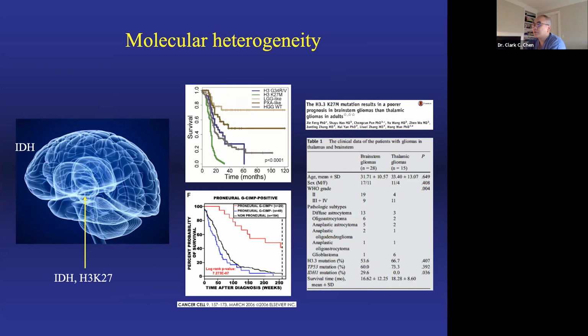Let me give you an example. Around the midbrain or the midline, if you were to biopsy these lesions, you could see lesions that are either what's called IDH mutated or H3K27 mutated. This is one of the series that's published to date, and you could see that about 50% of the brainstem lesions that they biopsied were H3K27 mutated, and 30% were IDH mutated.